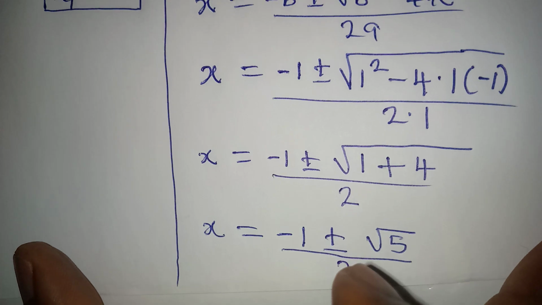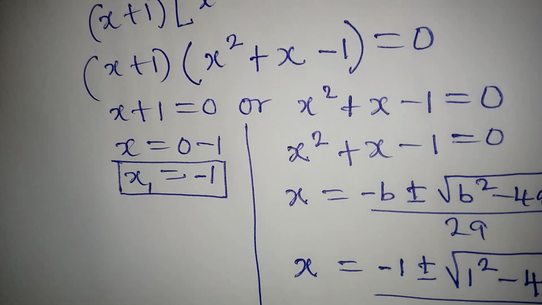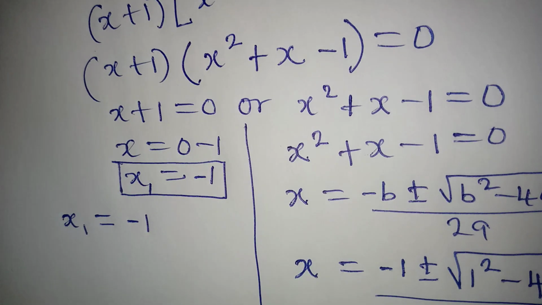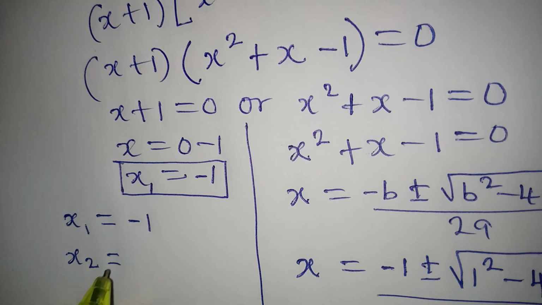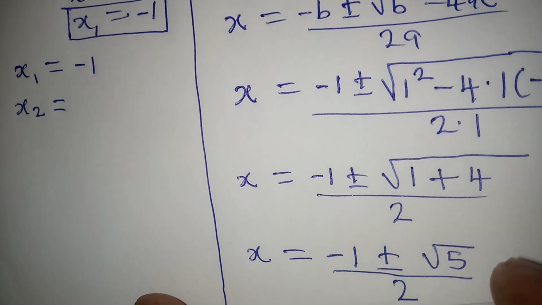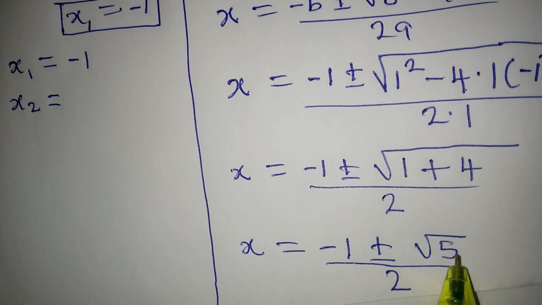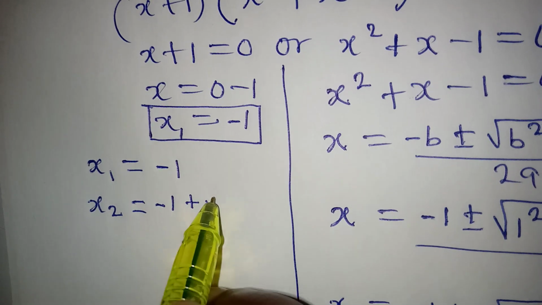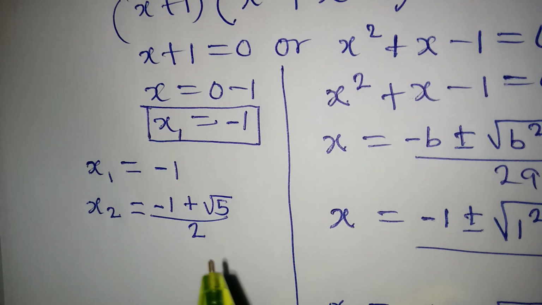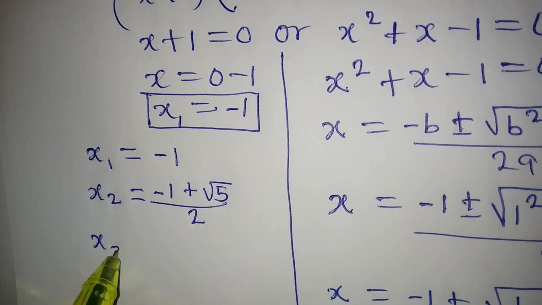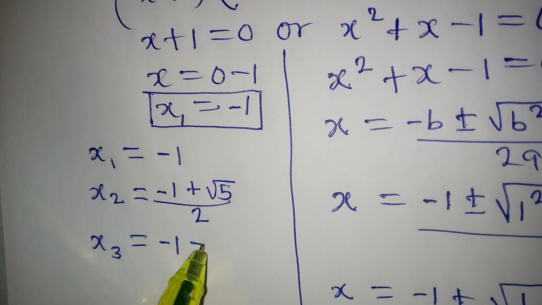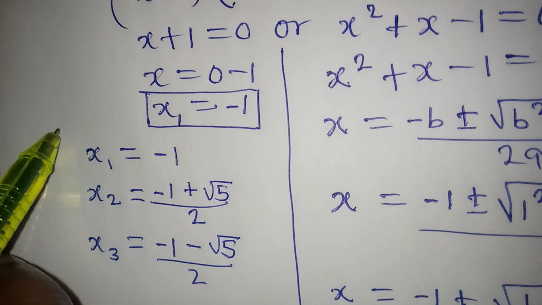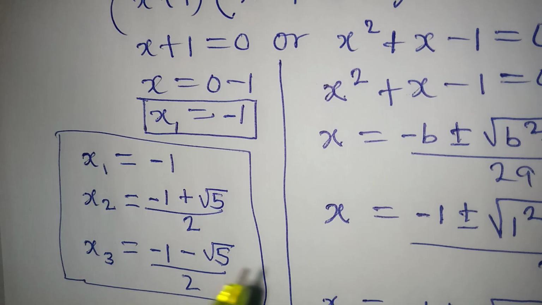So to get the complete solution to this, let's have it here. We have our x1 already, which is equal to minus 1. Then our x2 is from the last solution that we got, which is minus 1 plus square root of 5 over 2. So I write minus 1 plus square root of 5 over 2. This is our x2. Then x3 is minus 1, then I'll use negative square root of 5 over 2. So these are the 3 solutions to the problem.